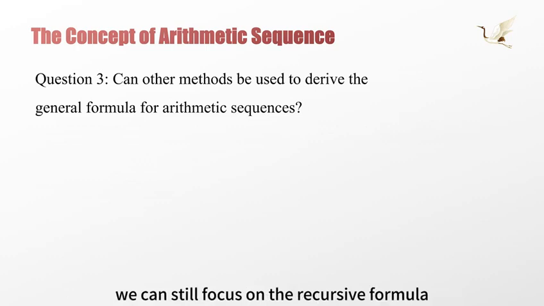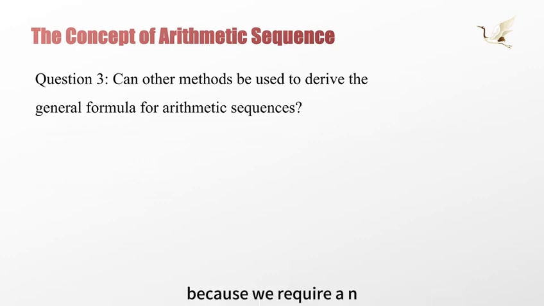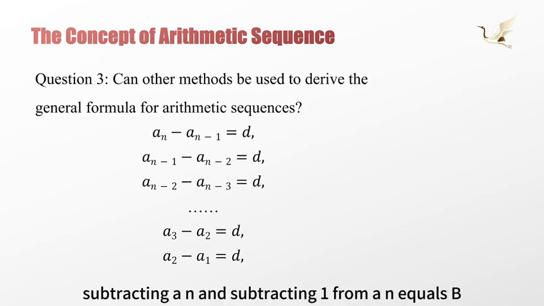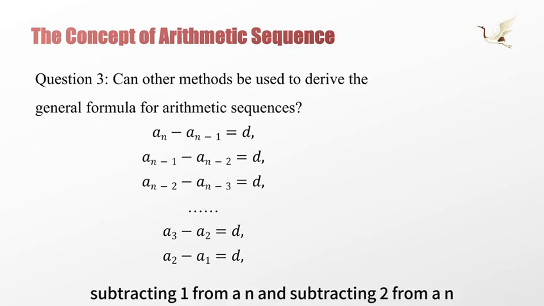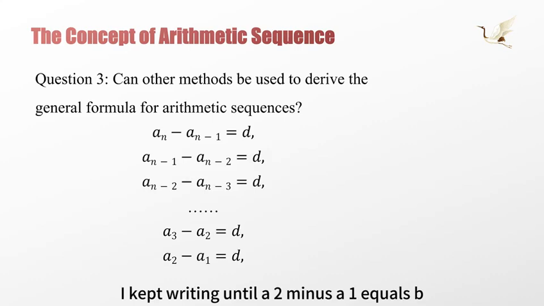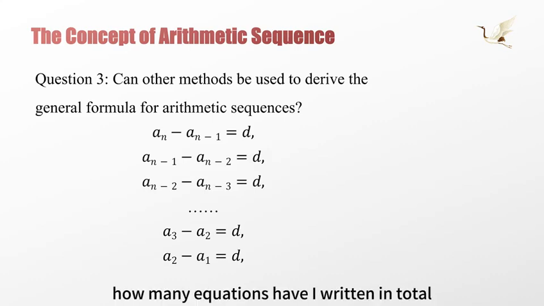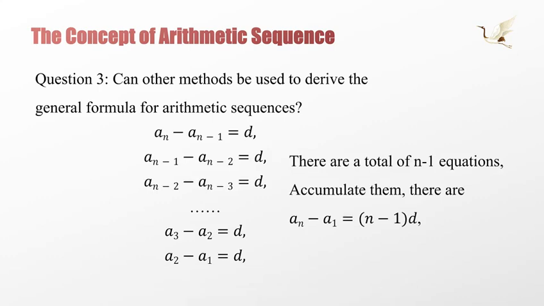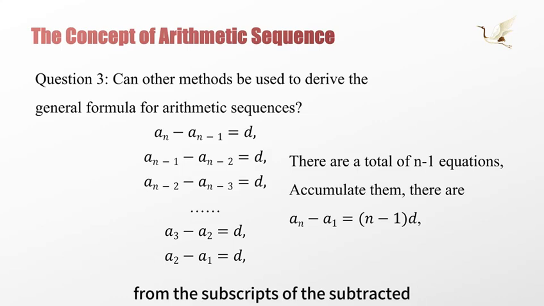We can still focus on the recursive formula, because we require a_n. This time we will start from n and write out the recursive equations from a_n down to a_1. That is, a_n minus a_(n-1) equals d, a_(n-1) minus a_(n-2) equals d, and so on, until a_2 minus a_1 equals d. How many equations have I written in total? It should be n minus 1. We can discover this from the subscripts of the minuend or subtrahend terms. This is also a common method for counting the number of items in a sequence.